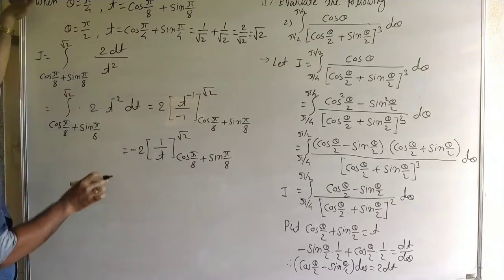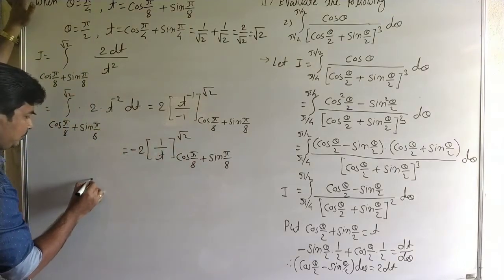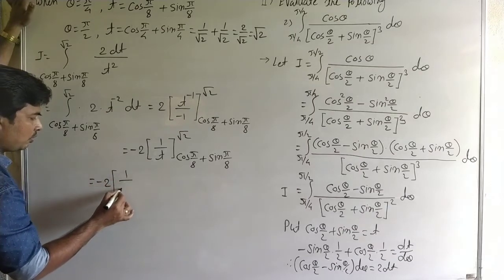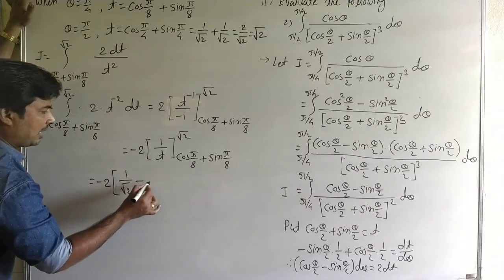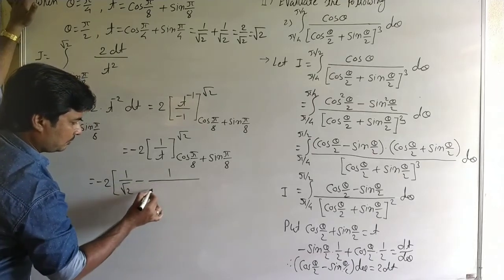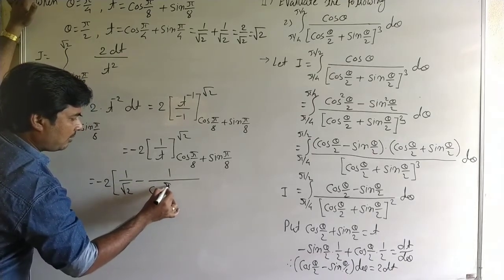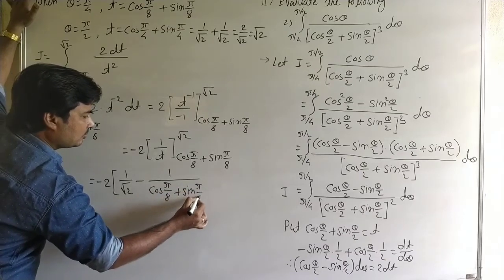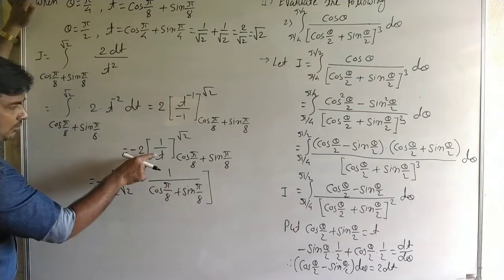Now here upper limit minus lower limit, then we can write it is minus 2 into 1 by root 2 minus 1 by cos pi by 8 plus sin pi by 8. Okay, here it is upper limit minus lower limit.